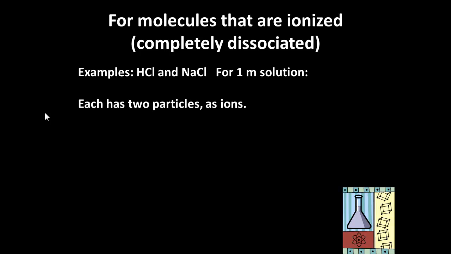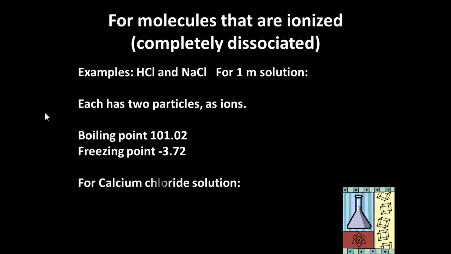Now, what happens when you have molecules that are ionized? In other words, they are completely dissociated. For example, hydrogen chloride and sodium chloride. If you have a 1m solution, then each has got two particles as ions, hydrogen ion and chloride ion in one case, and sodium ion and chloride ion in the other case. So the boiling point for a 1m solution will be 101.02 and the freezing point will be minus 3.72. That's in degrees Celsius.